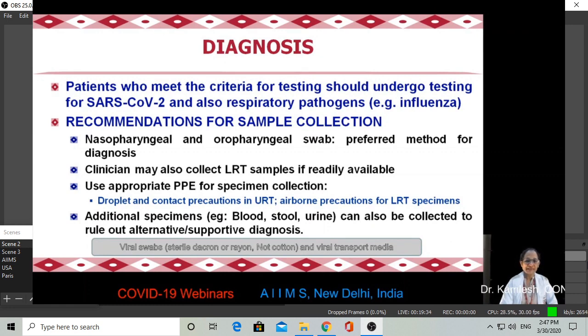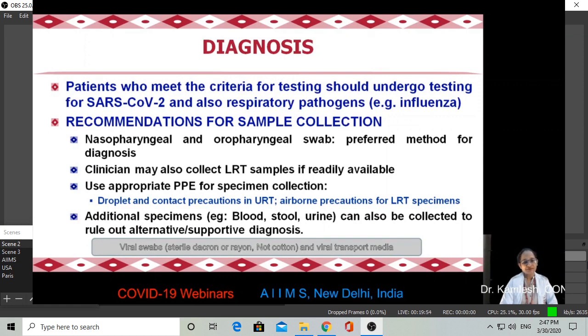Recommendations for sample collection: as per ICMR, nasopharyngeal and oropharyngeal swabs are the preferred method for diagnosis. Clinician may also collect lower respiratory tract samples if these are readily available. Use appropriate PPEs for specimen collection.